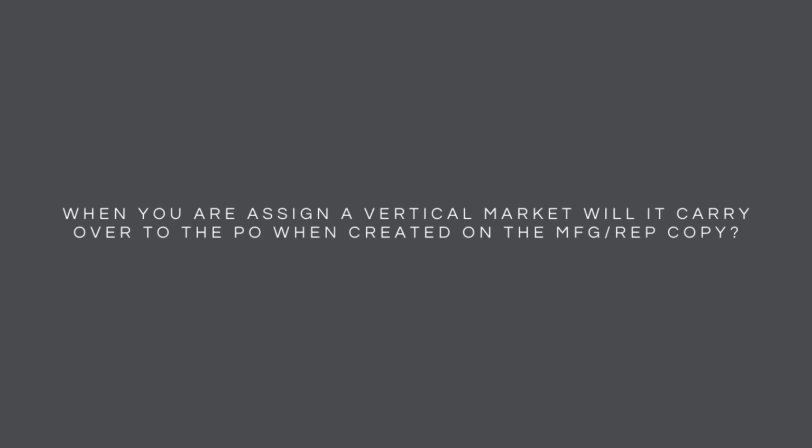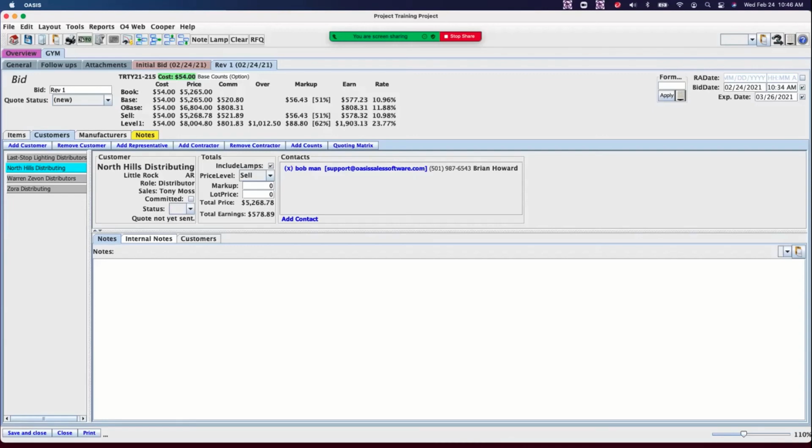Ryan, we did have one question that came into the chat from Julia. She asked, when you are assigned a vertical market, will it carry over to the PO when created and print on the manufacturer/rep copy? All that information is tied together. Right now, I do not believe there is a vertical market field on the actual PO, but it is something that can be searched by in the order section because it is tied to the project. If the order is created from this project and you have selected a vertical market, then yes, you can report on it. It's just not going to show on the actual manufacturer print.